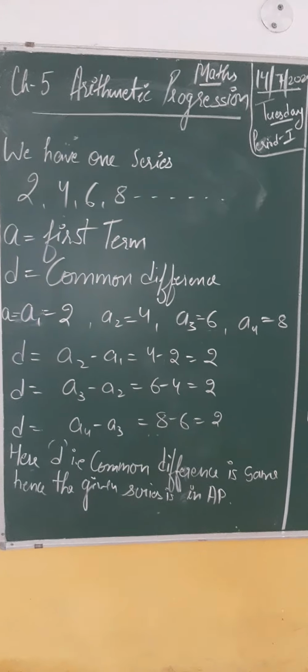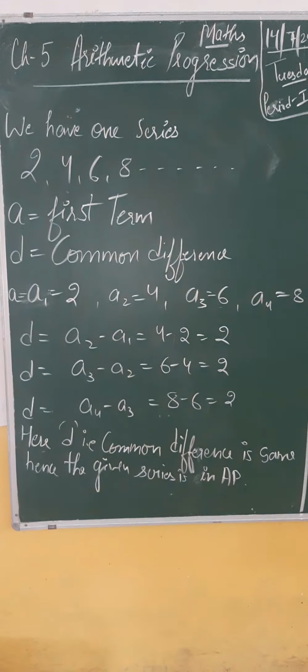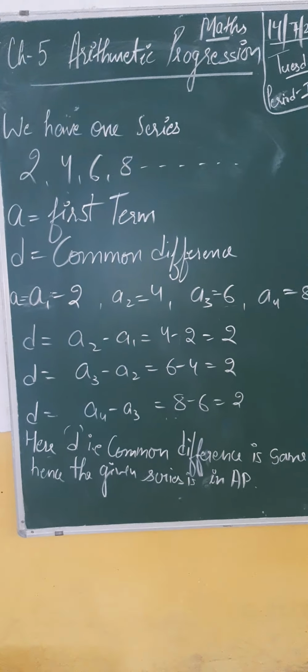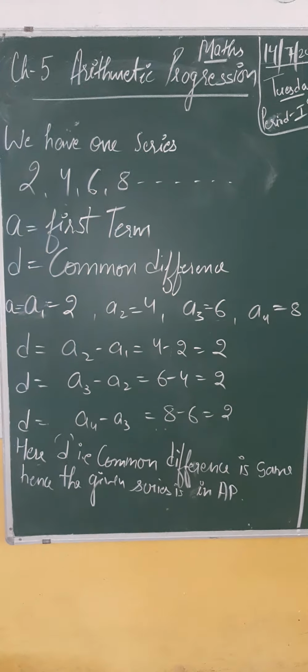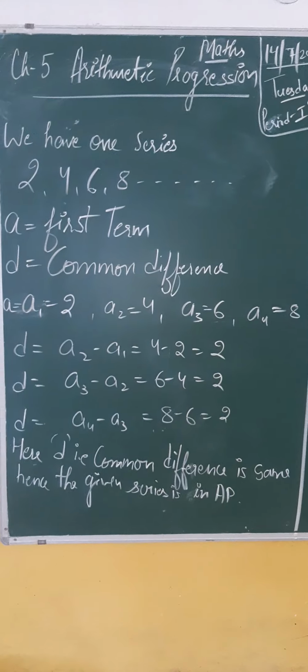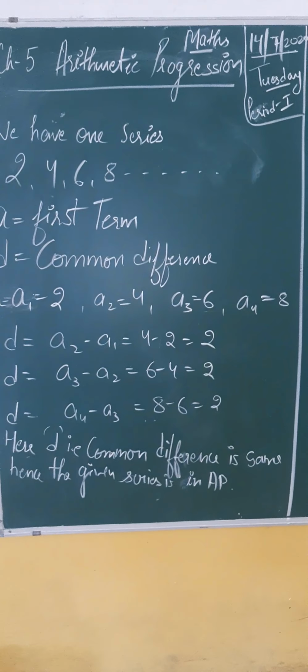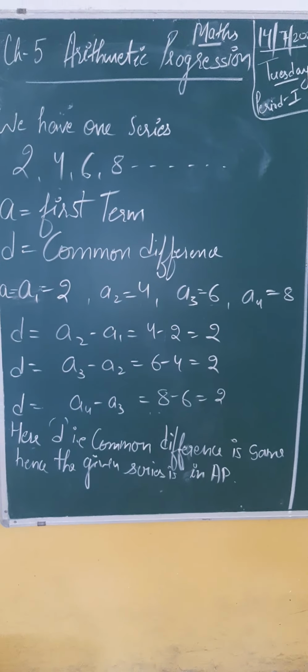What is arithmetic progression? We have been given one series, that is 2, 4, 6, 8, where the first number of the series is known as the first term and D is the common difference. What will be the common difference? I will be telling you right now.